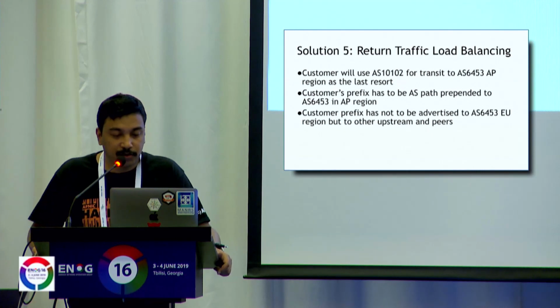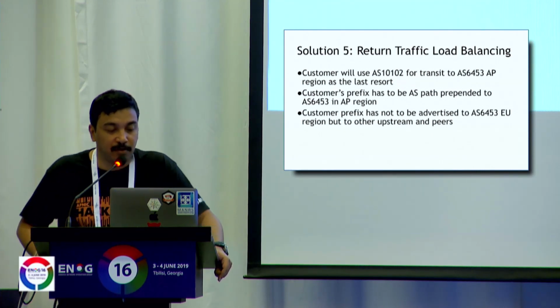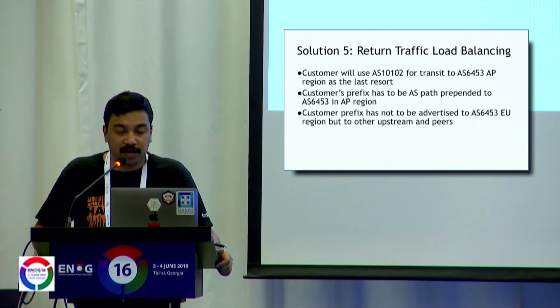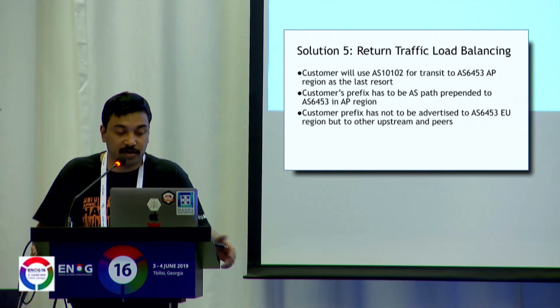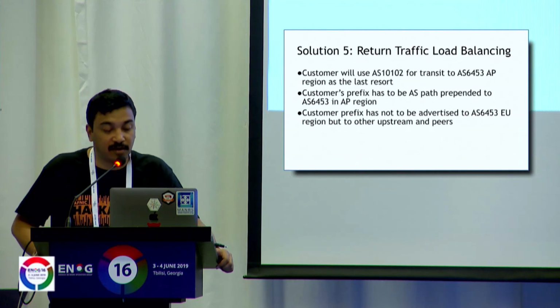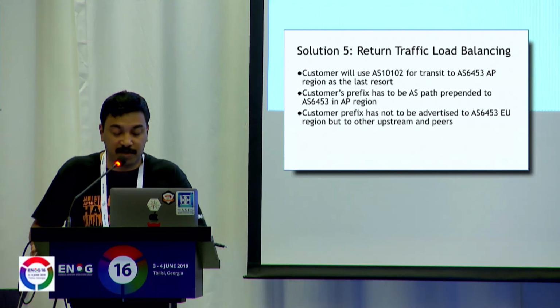So how are you going to address this same thing using BGP community? The customer will use AS10102 for transit to AS6453 Asia Pacific region as a last resort. The customer prefix has to be AS path prepended towards AS6453 in the Asia Pacific region. The customer prefix must not be advertised towards AS6453 in the European Union region, but also to other upstreams and peers.